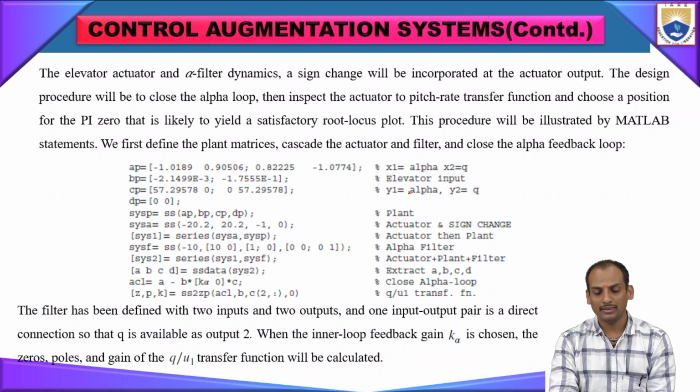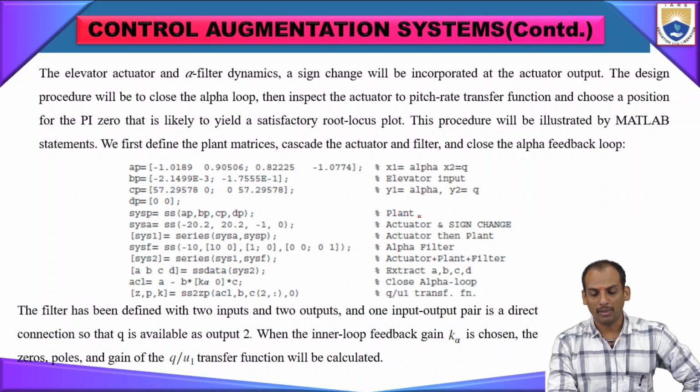For everything we have given here, AP means x1, that is alpha, and x2 will be q. BP will be the elevator input, and CP will be alpha, x1, y1 being given. So the Z component is not there, and this is the plant we have given. The CCA will be the actual actuator sign changes, I mean how the sign changes will be. The alpha filter and actuator plant plus filter loop are also given here, extracting the values from there, and after that closing the alpha loop.